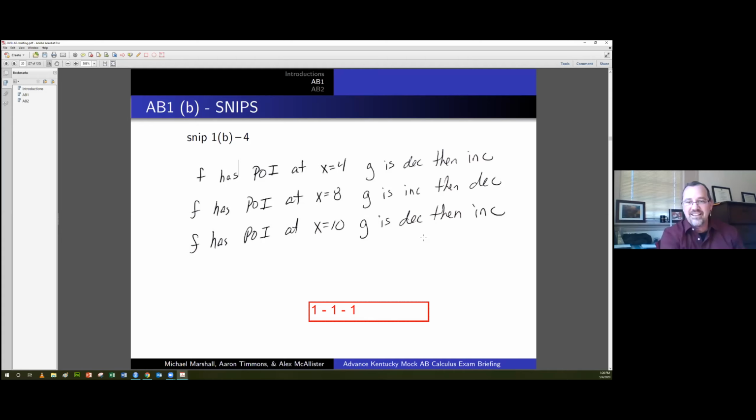I'll let Alex address that. Yeah, so the way we frame the question here, we're working on an open interval. And so I think just a reference to the stem of the question asking them to work on an open interval would be the explanation why we wouldn't be looking at those endpoints.